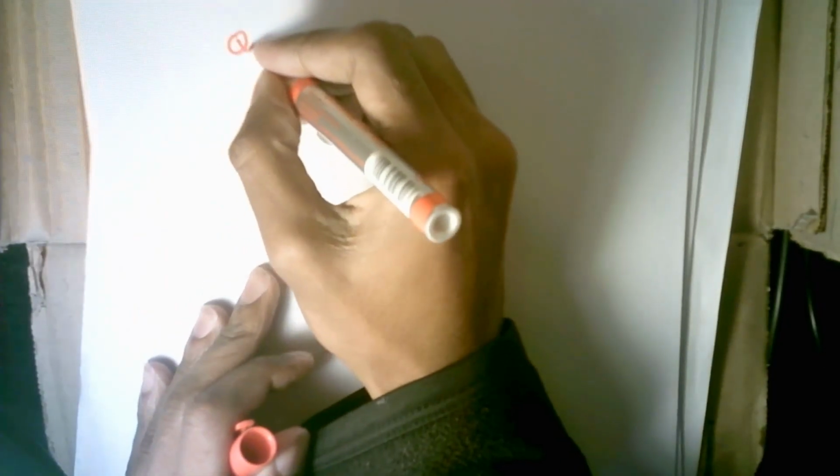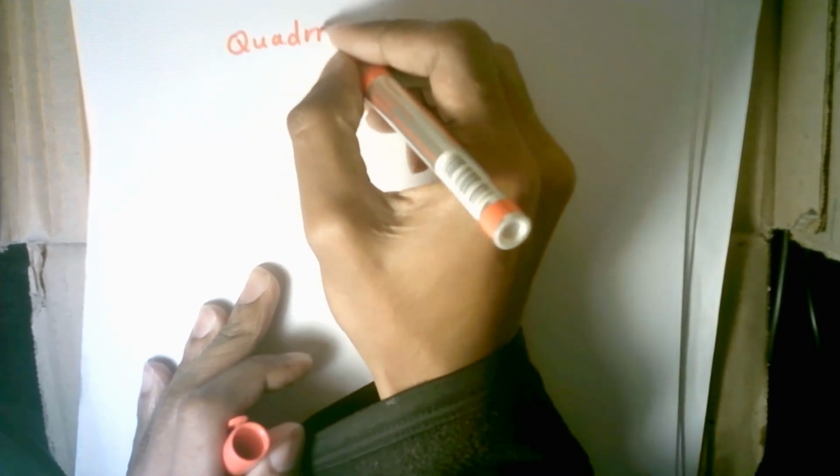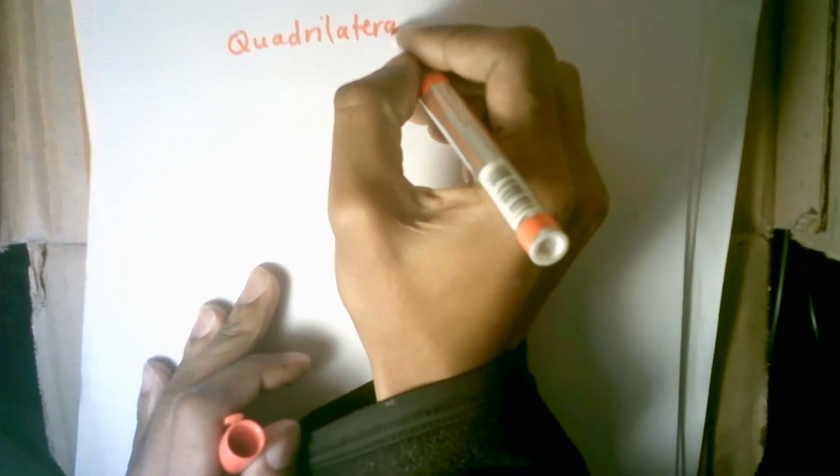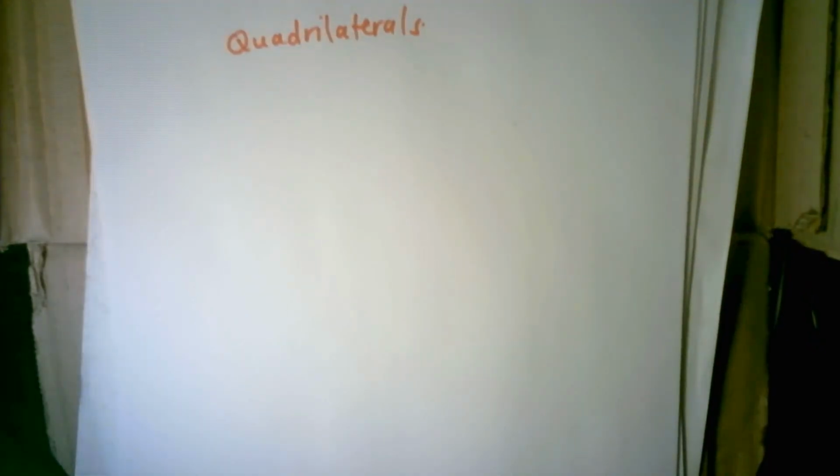Today we will discuss quadrilaterals. So we should first ask ourselves the question, what is a quadrilateral? You might have heard about a quad bike before. A quadrilateral is a closed two-dimensional figure with four sides and four interior angles.